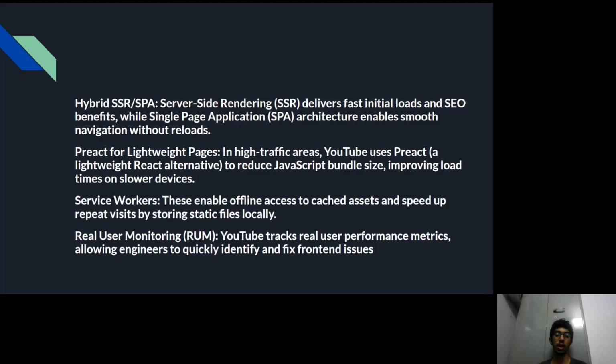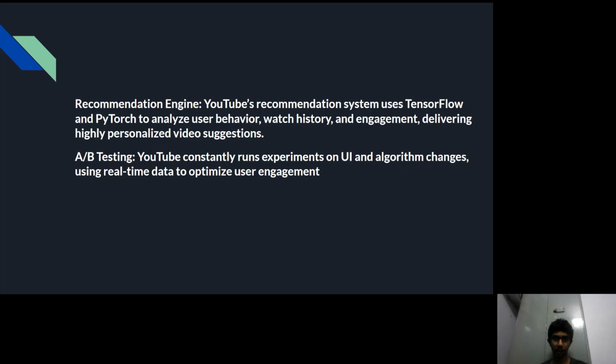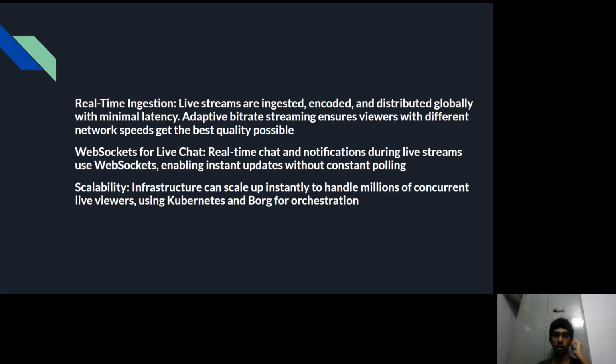Real-user monitoring, RUM. YouTube tracks real user performance metrics, allowing engineers to quickly identify and fix front-end issues. And recommendation engines. YouTube's recommendation system uses TensorFlow and PyTorch to analyze user behavior, watch history, and engagement, delivering highly personalized video suggestions. A/B testing. YouTube constantly runs experiments on UI and algorithm changes using real-time data to optimize user engagement.